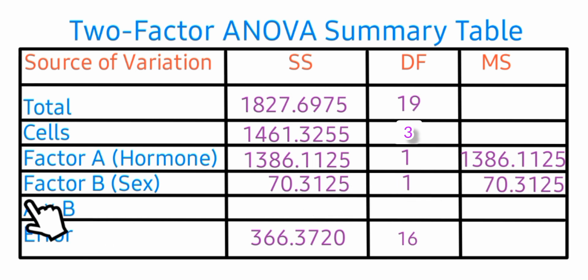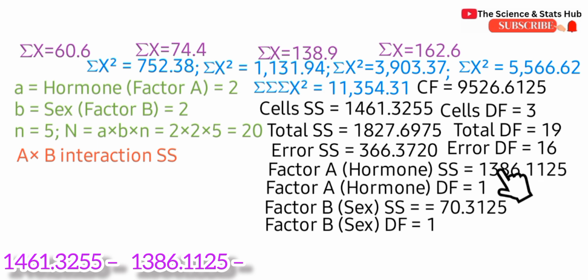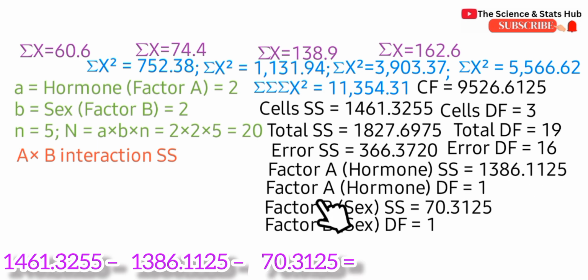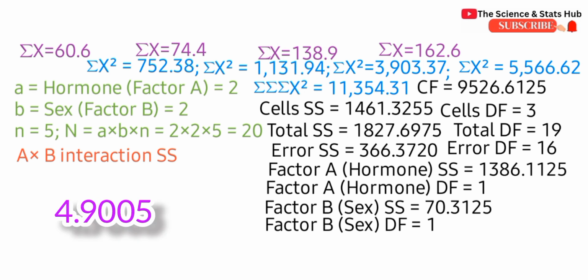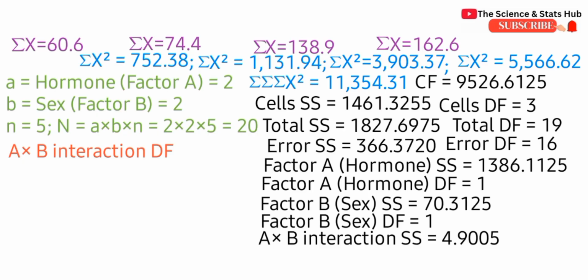Calculate A and B interaction sum of squares. Interaction sum of squares will be the cells sum of squares value minus factor A sum of squares value minus factor B sum of squares value, which is equal to 4.9005. Now let's record this on the summary table, the interaction sum of squares.